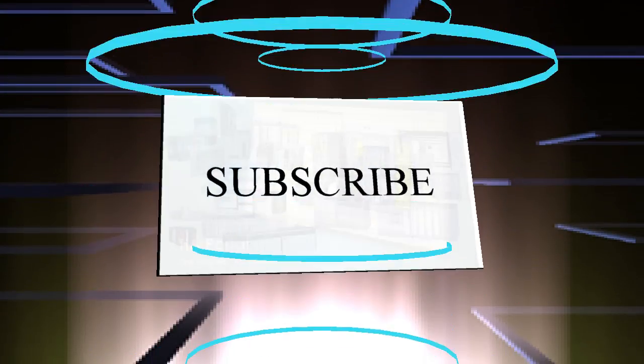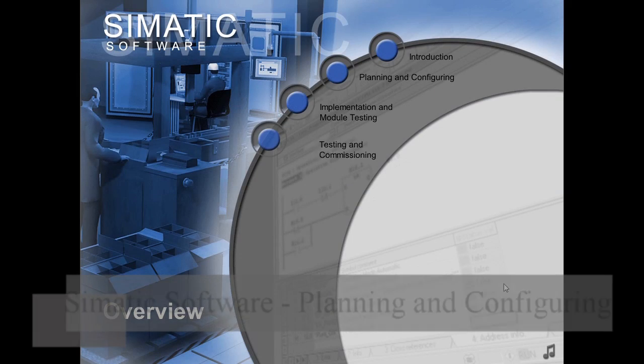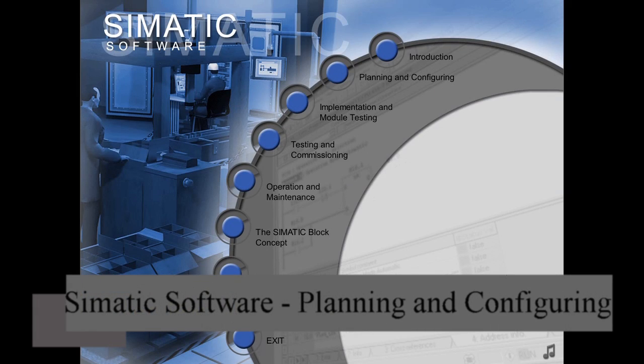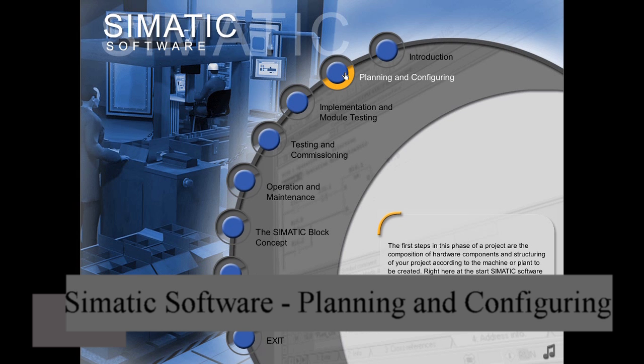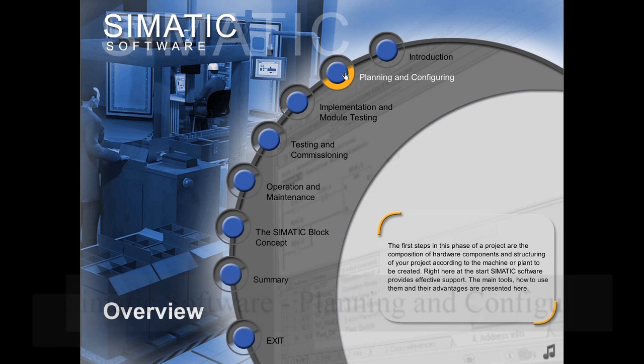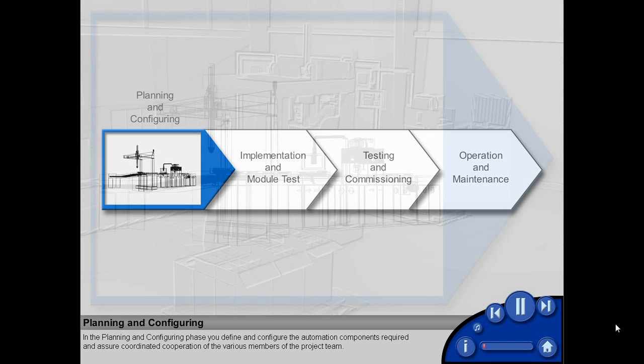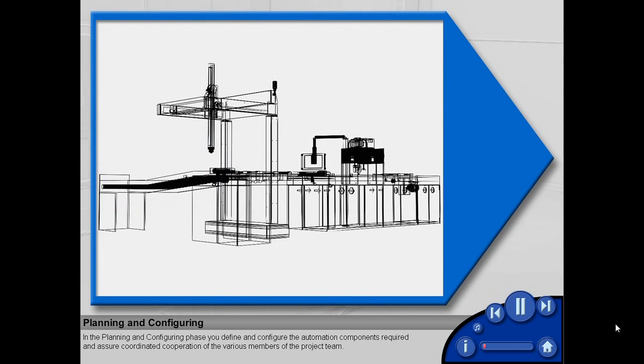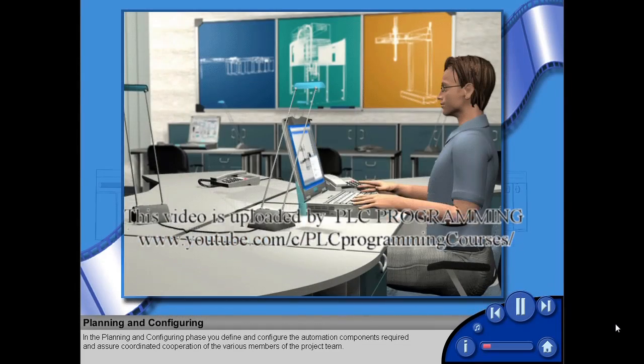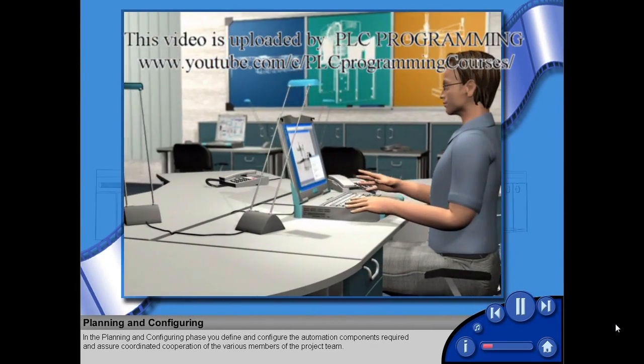In the planning and configuring phase, you define and configure the automation components required and assure coordinated cooperation of the various members of the project team.